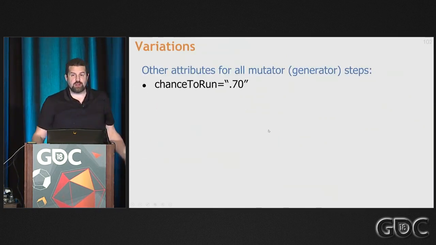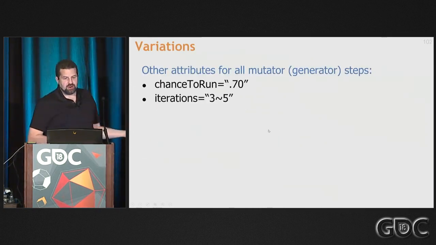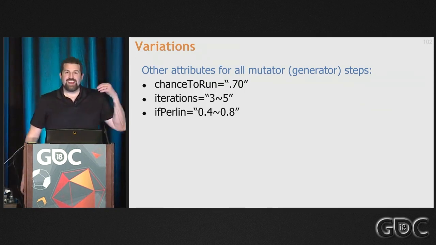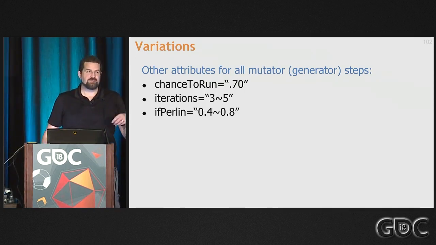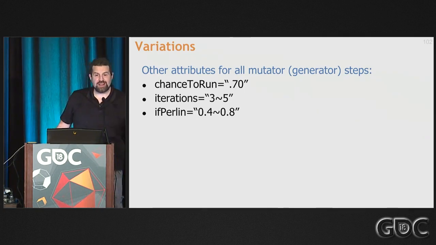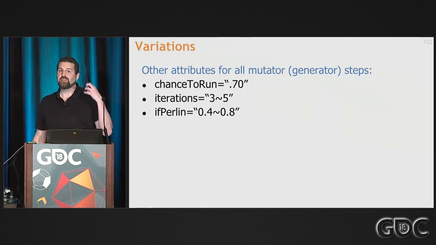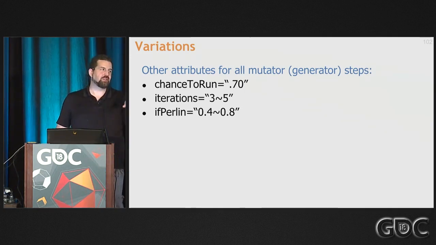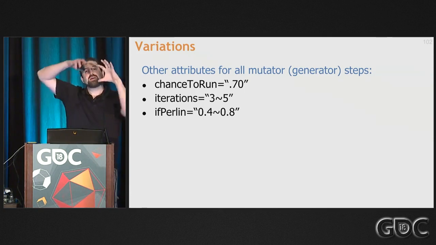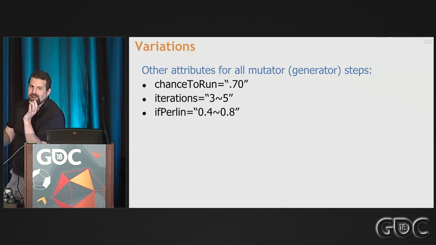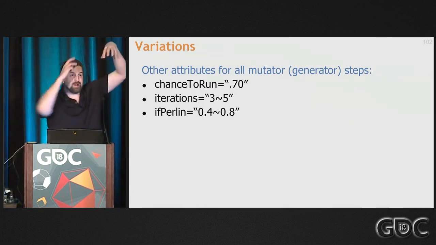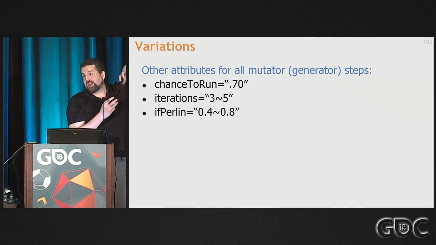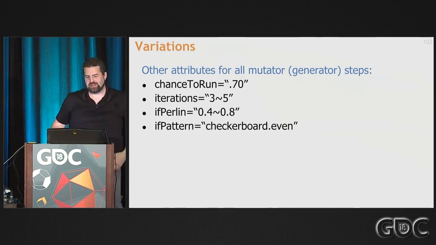So for all mutator steps, I always say they can run or not. They can run so many times. I actually don't have a Perlin noise generator step. I now say any step can also have to pass an if Perlin test. So do your cellular automata, but only if you're within this Perlin noise threshold. So like you can get blobs of where it does the cellular automata, or blobs of where it adds the from file. Only parts of the building and not others.